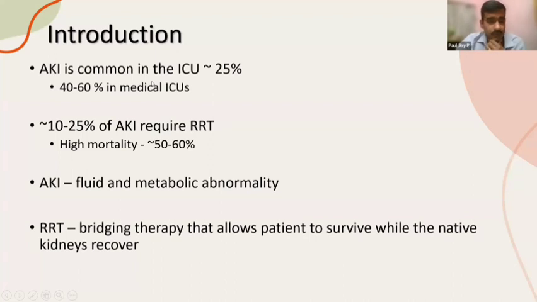So acute kidney injury is common in the ICUs, around 25% of all ICUs, and it affects around 40 to 60% of patients in medical ICUs. Around 10 to 25% of those who have AKI will require renal replacement therapy, and among them there is a mortality of around 50 to 60%. In acute kidney injury, the major concern is fluid and metabolic abnormalities. RRT can be considered as a bridging therapy that allows the patient to survive while the native kidneys recover.